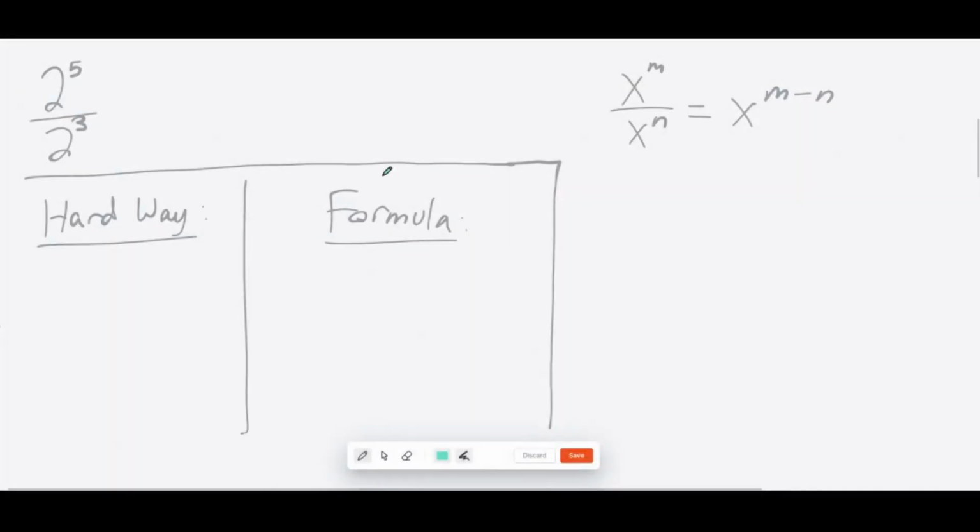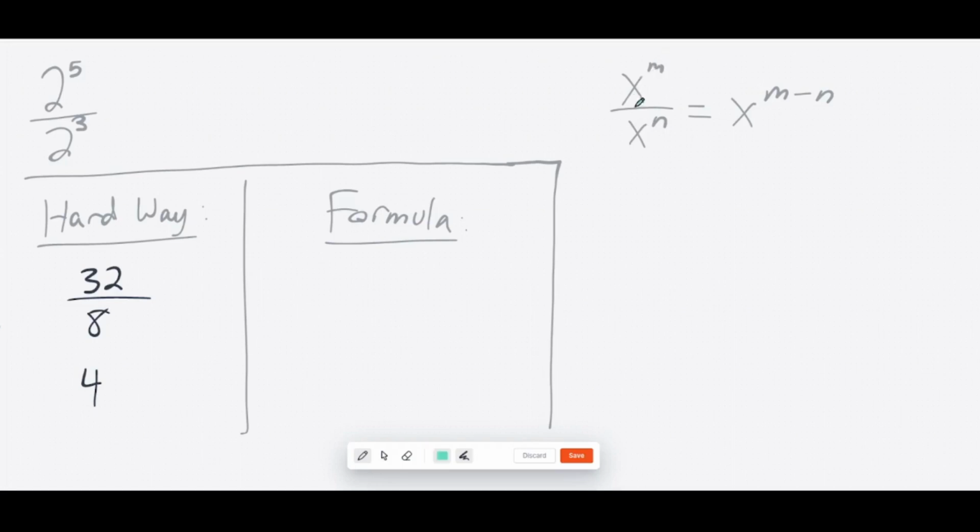Okay, so first we're going to try to calculate 2 to the fifth power divided by 2 to the third power. And we're going to do it the hard way and with the formula. So the hard way: 2 to the fifth power is 2 times 2 times 2 times 2 times 2, so 2 times itself 5 times, that'll be 32. And then 2 to the third power, 2 times 2 times 2, will be 8. And then 32 divided by 8 will be 4. So it's not that hard, but the formula gives us a faster way to do it.